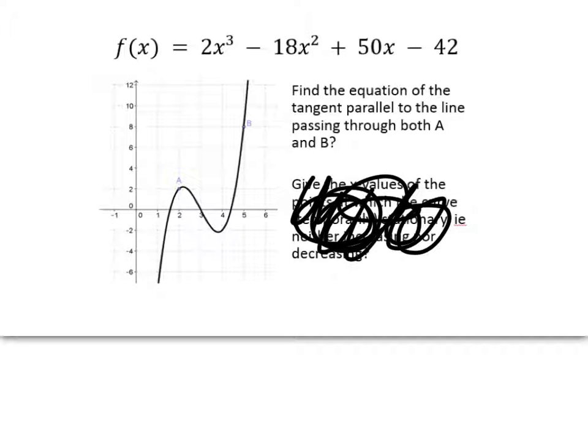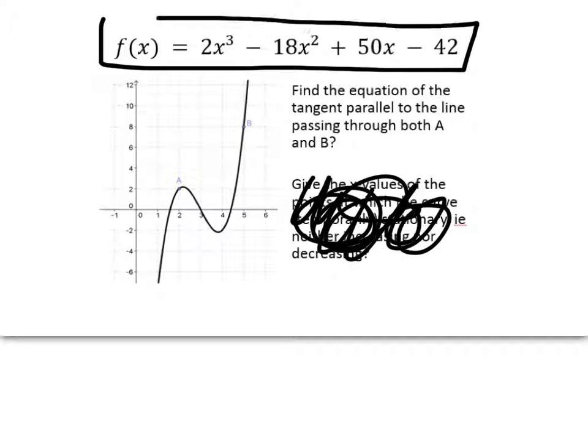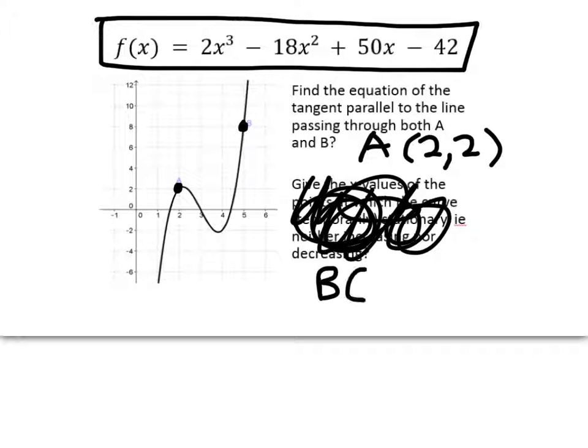So what we've got here is a function, which is a cubic, given by this equation. And the question is, can you find the equation of the tangent parallel to the line passing through both A and B? So this is point A and this is point B. So A is the point (2, 2) and B is the point (5, 8). So what we're looking for is a line that is parallel to the one going through A and B. So there's A and B, and we're looking for a tangent to the curve with the same slope.